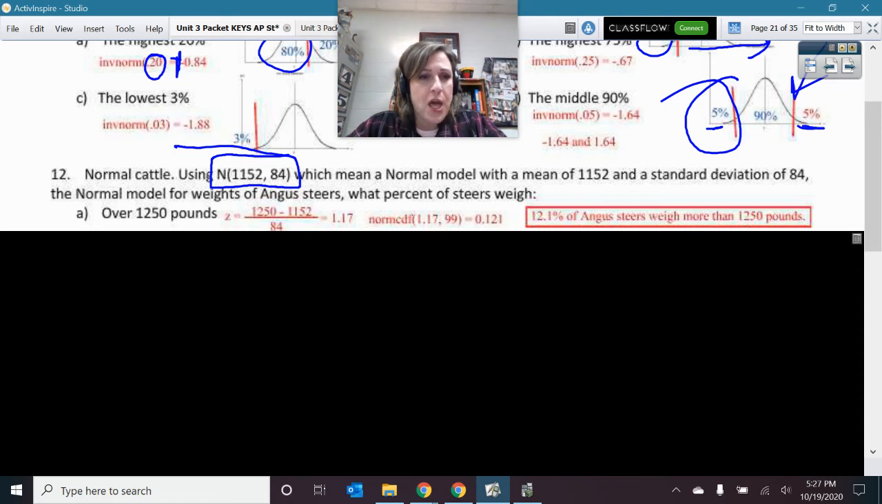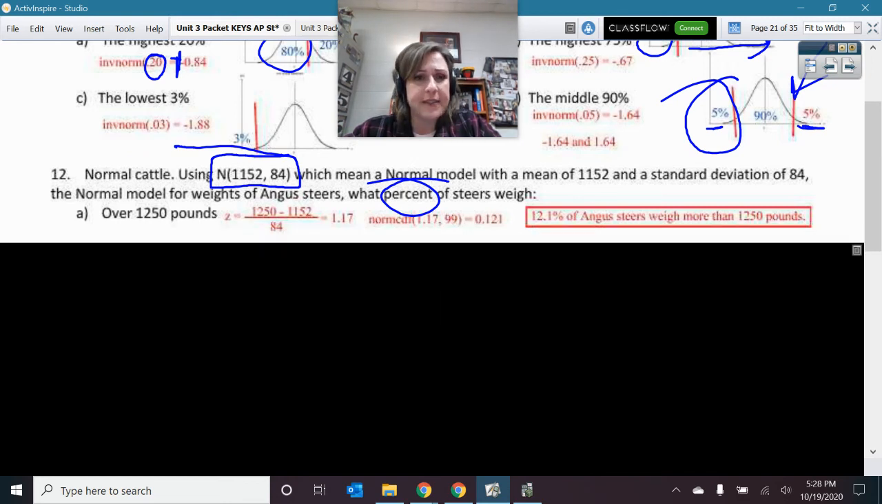All right, let's check. Over 1250 pounds, that's an X value. So I did X minus the mean over the standard deviation, got a Z score, and I'm wanting to know the percent. Remember, when you find percent, probability, proportion of observations, you're going to use norm CDF. I even have a song for that. It says, find probability when you find proportion of observations. When you find percentage, the 3 P's, use norm CDF. All right. So we went above it, and that ended up being 0.1199.